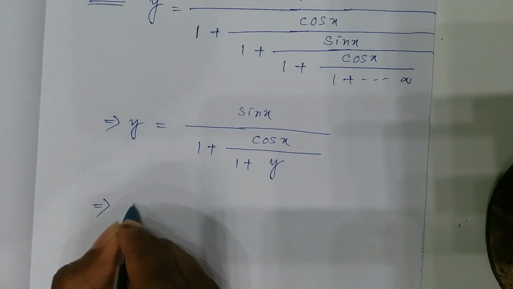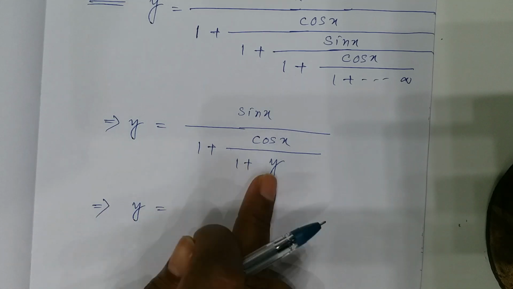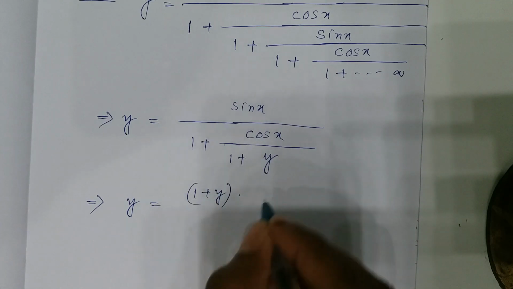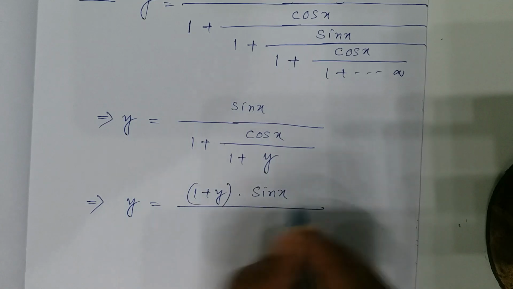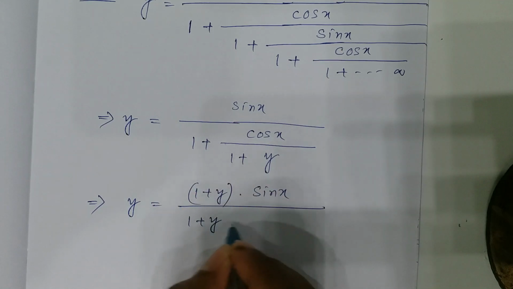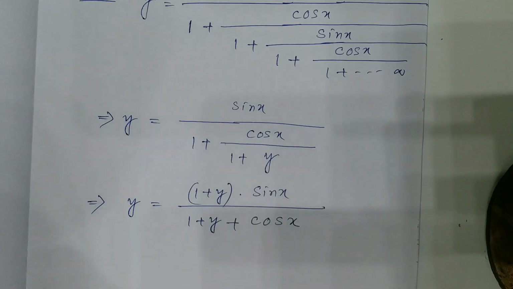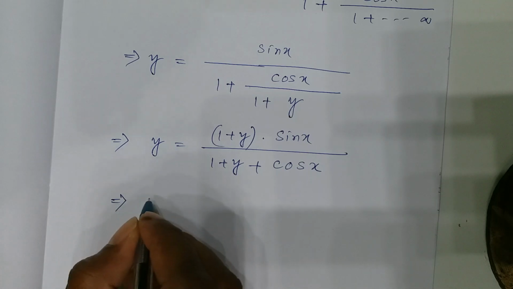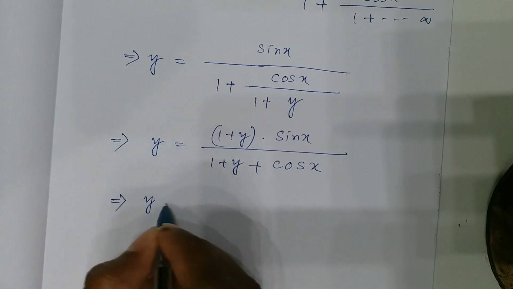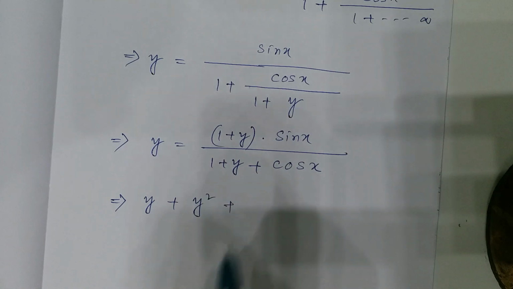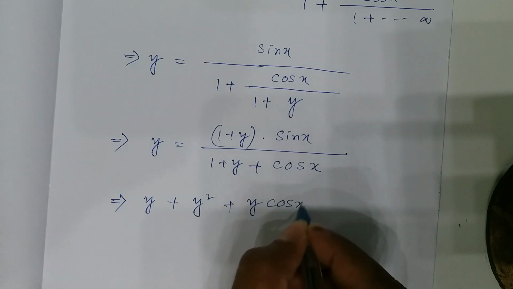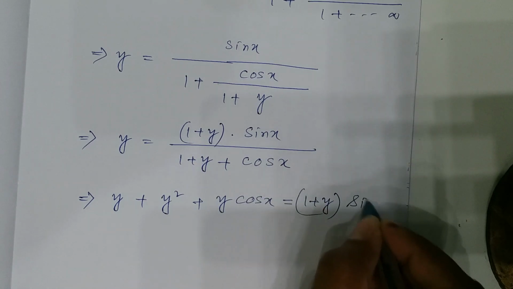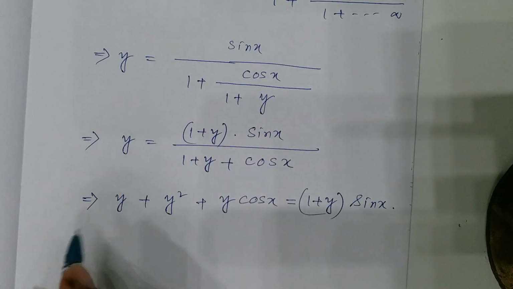Now this can be done like this. y is equal to, taking LCM here and taking it to the numerator, therefore it is (1 plus y) into sin x divided by (1 plus y plus cos x). You can directly differentiate here, but it will be easier if you take the cross product than differentiation. So it is y plus y square plus y cos x is equal to (1 plus y) into sin x. Simple cross product. Now differentiate.